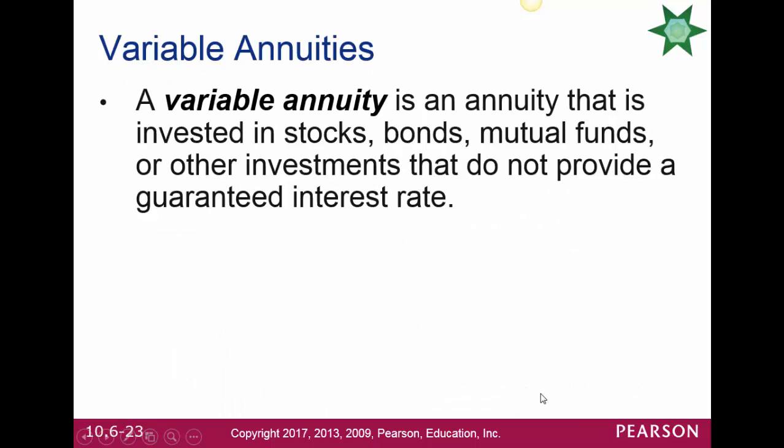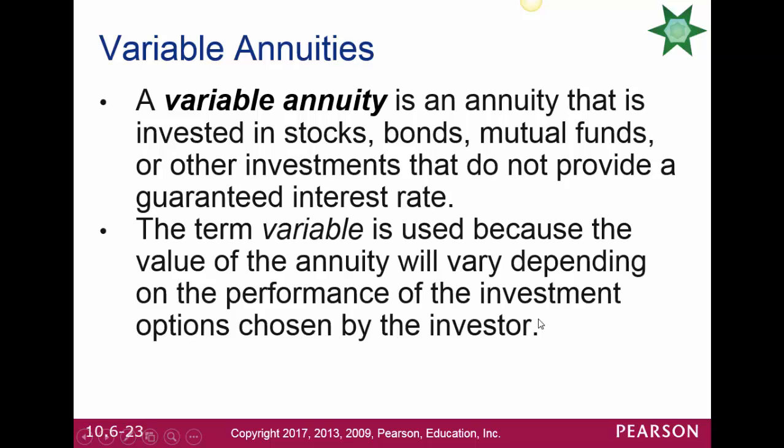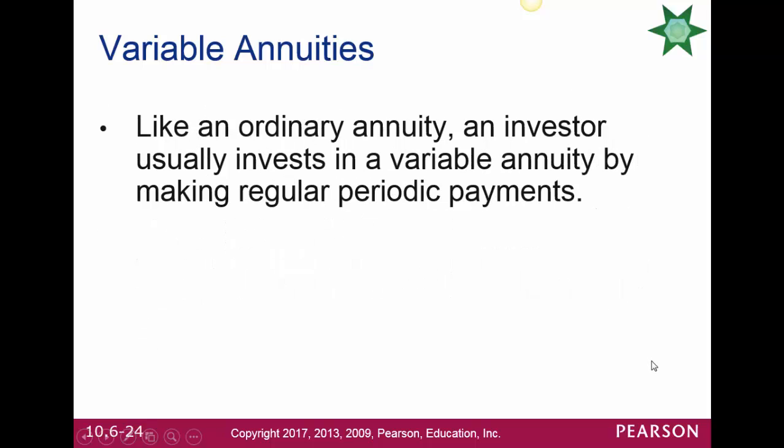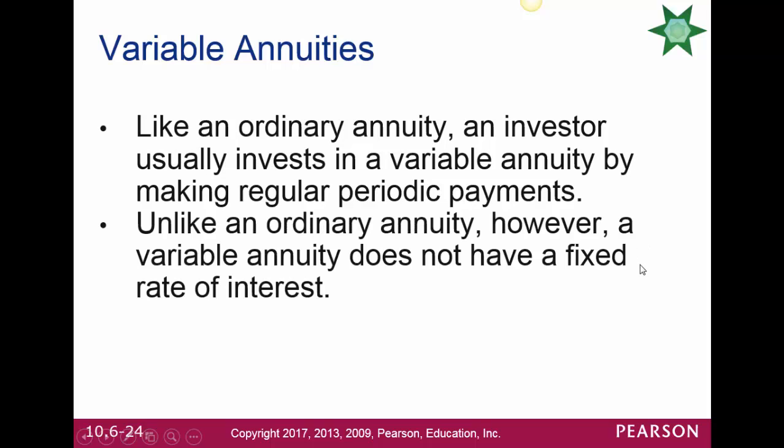Variable annuities are annuities that are invested in stocks and bonds, and other investments that do not provide a guaranteed interest rate. Everything we've done up until now was a fixed annuity. The interest rate was guaranteed for the period of the annuity. This term variable here is used because the value of the annuity will vary depending on the performance of the investment options chosen by the investor. Like in an ordinary annuity, the investor usually invests in a variable annuity by making regular periodic payments. However, the variable annuity does not have a fixed rate of interest.